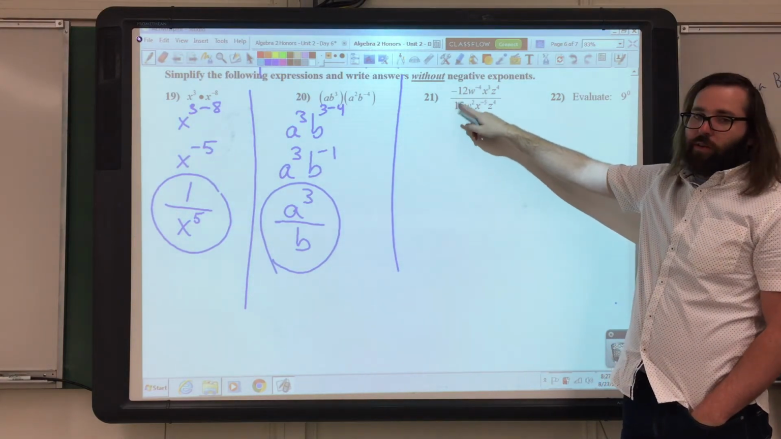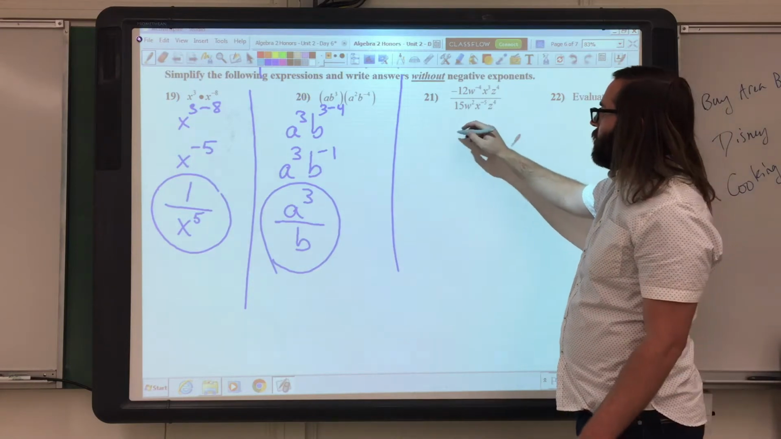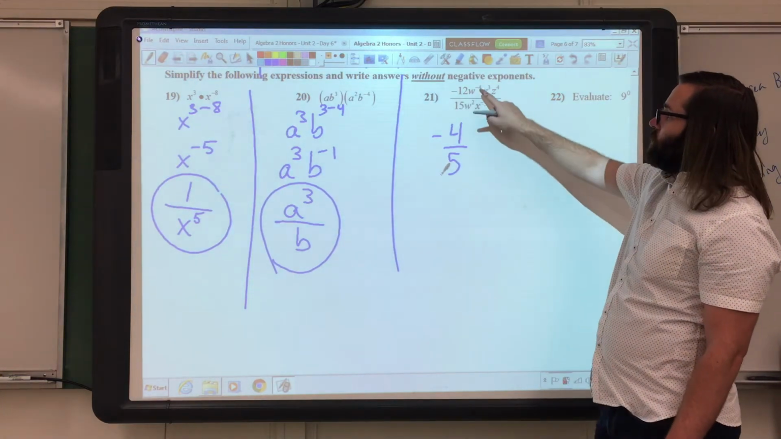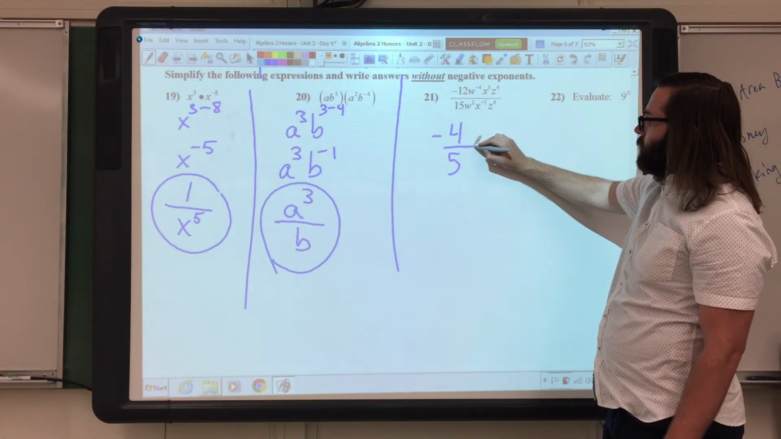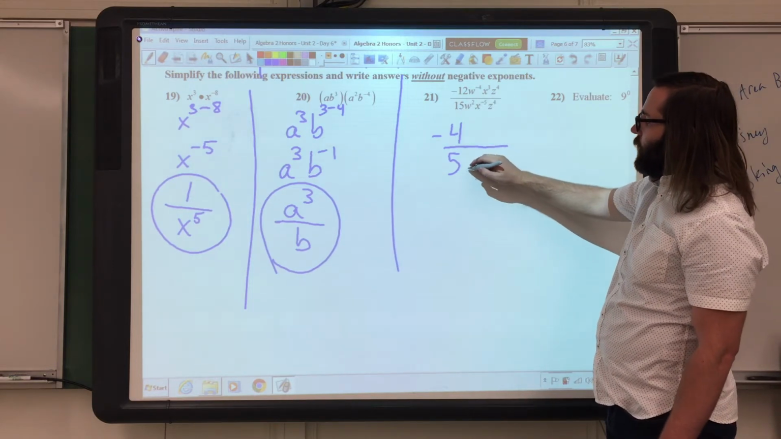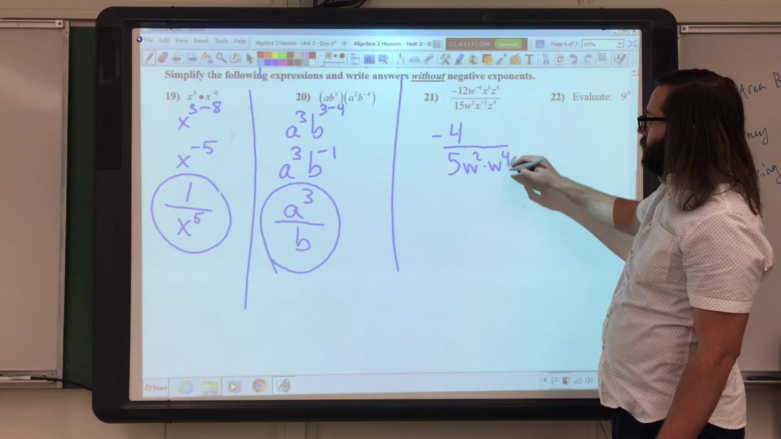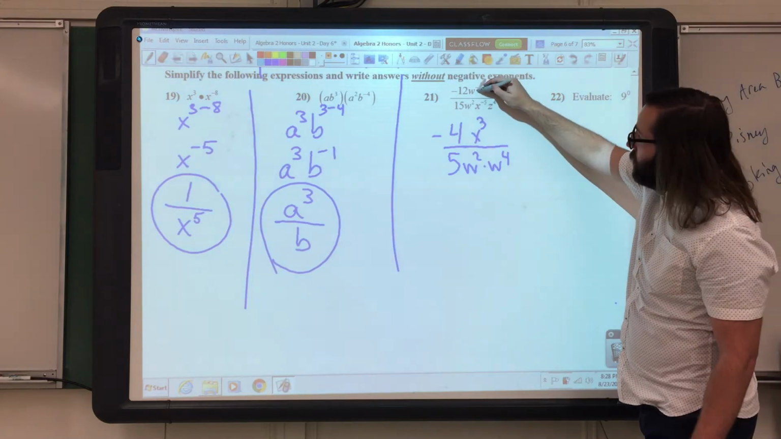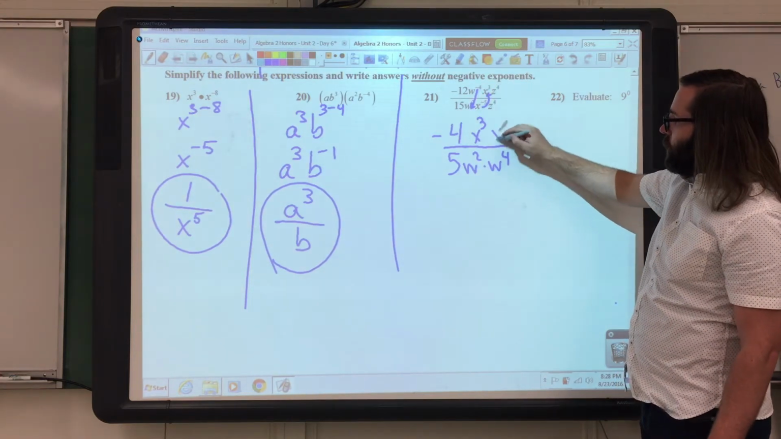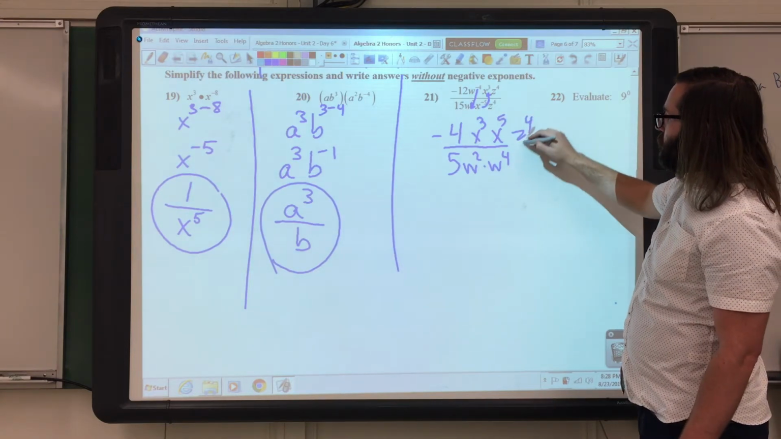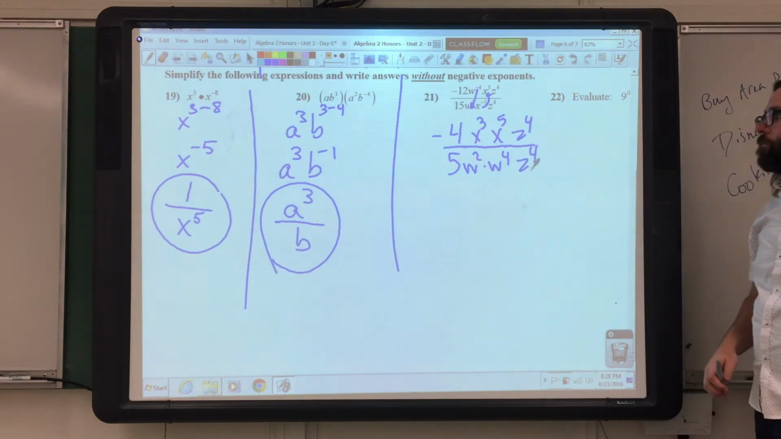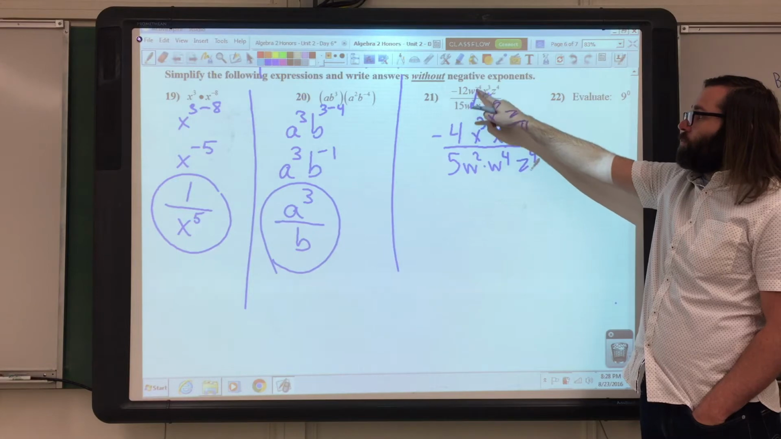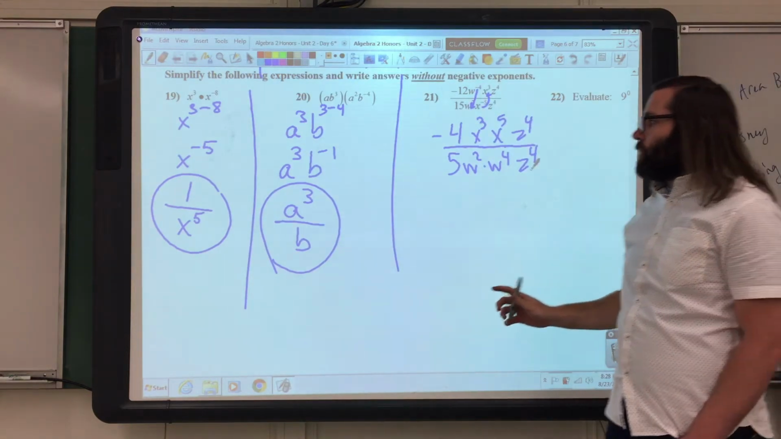Okay, 21, we can factor out these numbers, simplify these numbers by 3, you get negative 4 over 5. And what I would do is I would flip this down here. So you have w to the 2, w to the 4. Up here we have x cubed. We're going to flip this x to the fifth, bring it up here. And we have z to the fourth. I mean, that's what I would do. You could do w to the negative 4 or negative 4 minus 2. It all gets you the same thing.